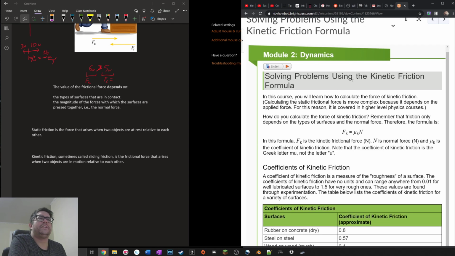Solving problems using the kinetic friction formula. Okay, so Fs is going to be equal to mu s n. Remember n from earlier? The normal force? It is primordial. So important. So we'll find the static force using a coefficient of friction.